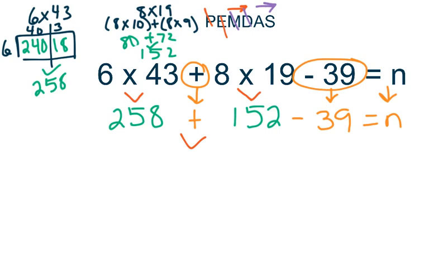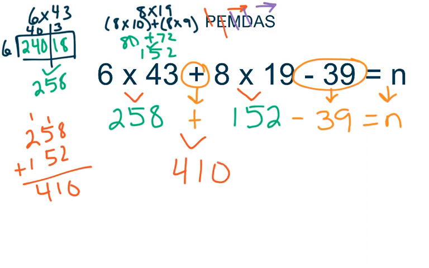I have 258 plus 152. Now with such large numbers, you probably are going to want to rewrite the problem off to the side to make sure that you add correctly. So when we add 258 plus 152, we get 410 as our product.